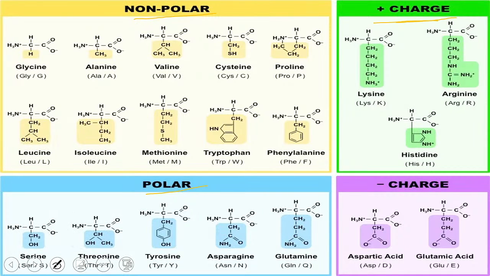Now, in the case of the non-polar group, we have roughly 10 amino acids. So don't remember those 10 amino acids. Remember the other groups where we have small numbers.